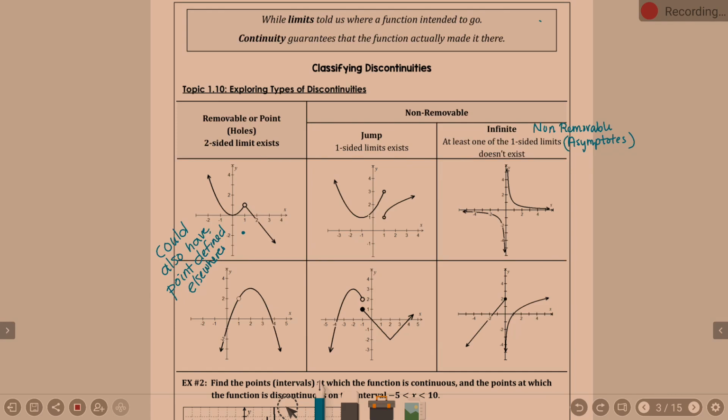So at least one side of the limits doesn't exist. Basically, there's an asymptote happening somewhere along the way there. Okay?